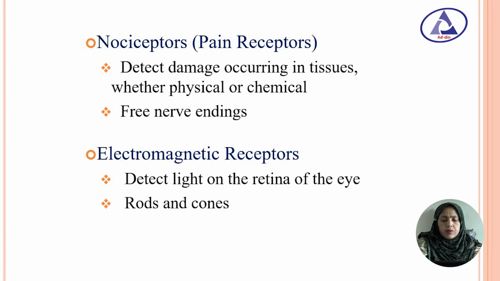Number 3 is nociceptor. Nociceptor is called the pain receptor, and pain receptors are free nerve endings that detect damage occurring in the tissue, whether it is physical or chemical. Number 5 is electromagnetic receptor. Electromagnetic receptors detect light on the retina of the eye, and electromagnetic receptors are rods and cones.